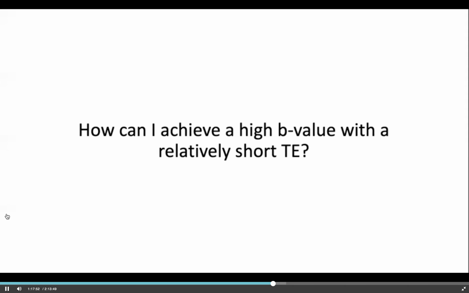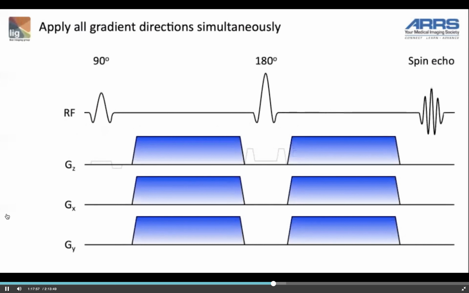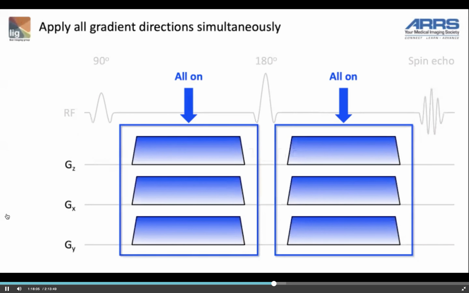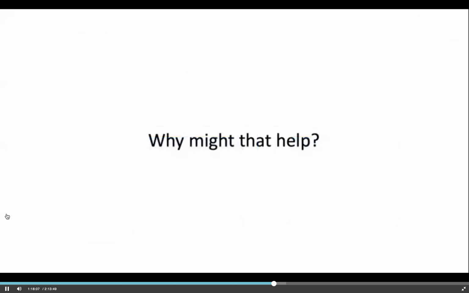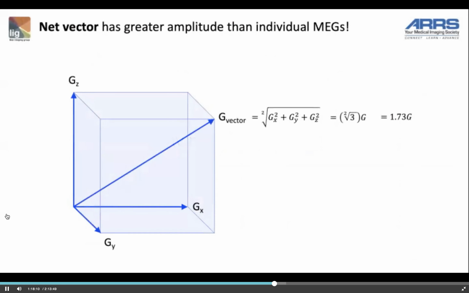So how can you do that? How can you keep your TE short and still get a high b-value? Well, some of the strategies are done by the manufacturers, but here's a strategy that you can do in your own practice. You apply all the gradients simultaneously. Now, why would applying all the gradients simultaneously help? The reason it helps is if you apply all the gradients simultaneously, then you end up with a net vector, which is basically the Pythagorean theorem through a three-dimensional triangle, and you end up basically amplifying the strength of the gradient by up to 1.73 times.